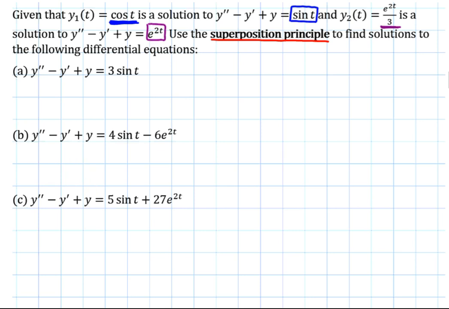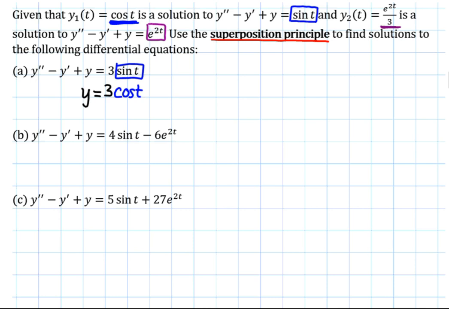Alright, let's look at the first problem. First problem, we have 3 sine t on the right hand side, and for sine t, the solution is going to be cosine of t. But we have 3 in front of it, then the solution actually will have 3 in front of it. So that is the solution. And we don't have any e to the 2t.